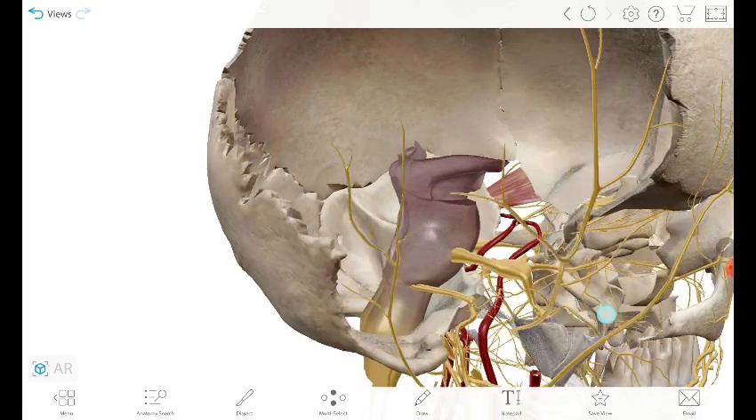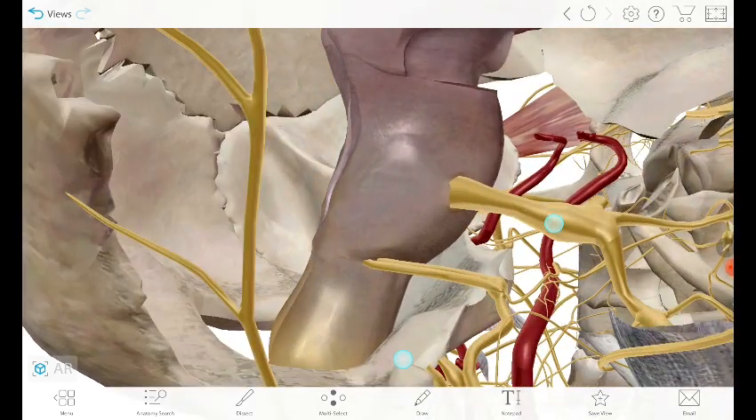Now if we see a little inferiorly, we can see two nerves coming from the pontomedullary junction. So this is the pons, this is the medulla, and this here is the pontomedullary junction, and we can see two nerves arising from pontomedullary junction. So one is the cranial nerve 7 and one is the cranial nerve 8.